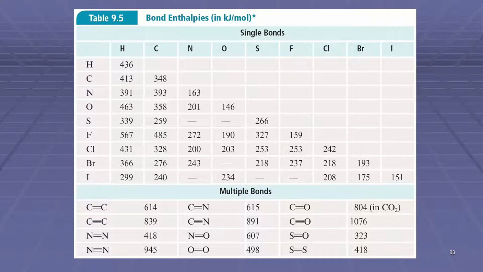And also notice that there are some multiple bonds, because a multiple bond's not exactly the same as two single bonds. For example, two carbon single bonds, 348 times 2, would be almost 700, where you can see a C=C double bond is 614. So it's not quite the same. For a multiple bond, you need to look those up separately. And obviously for a test, these values would be given to you.